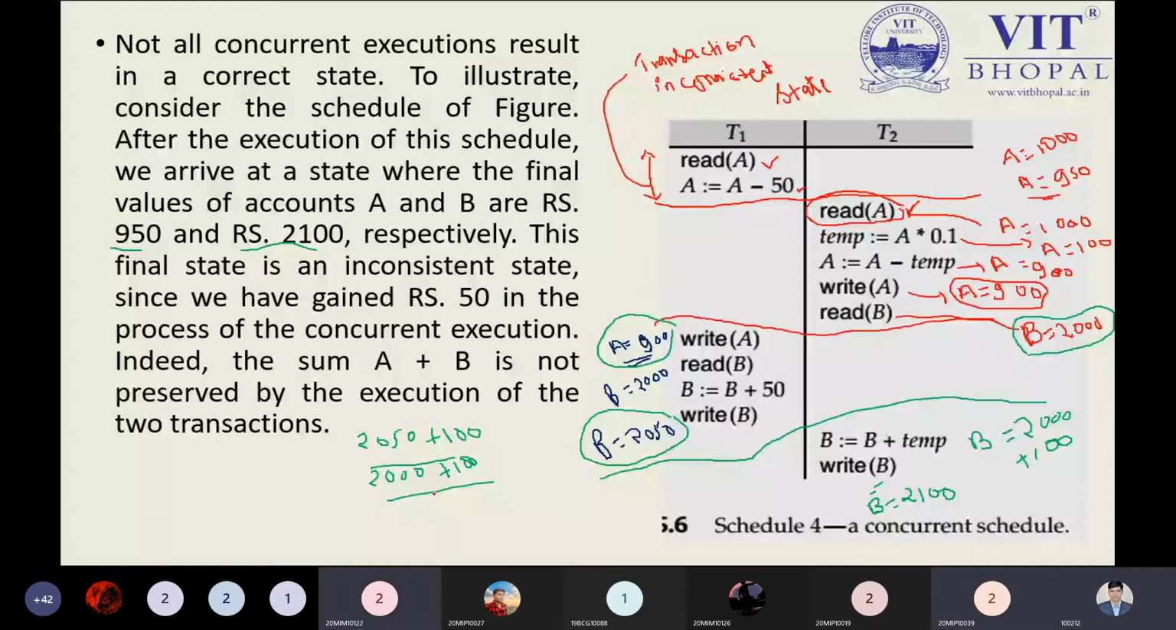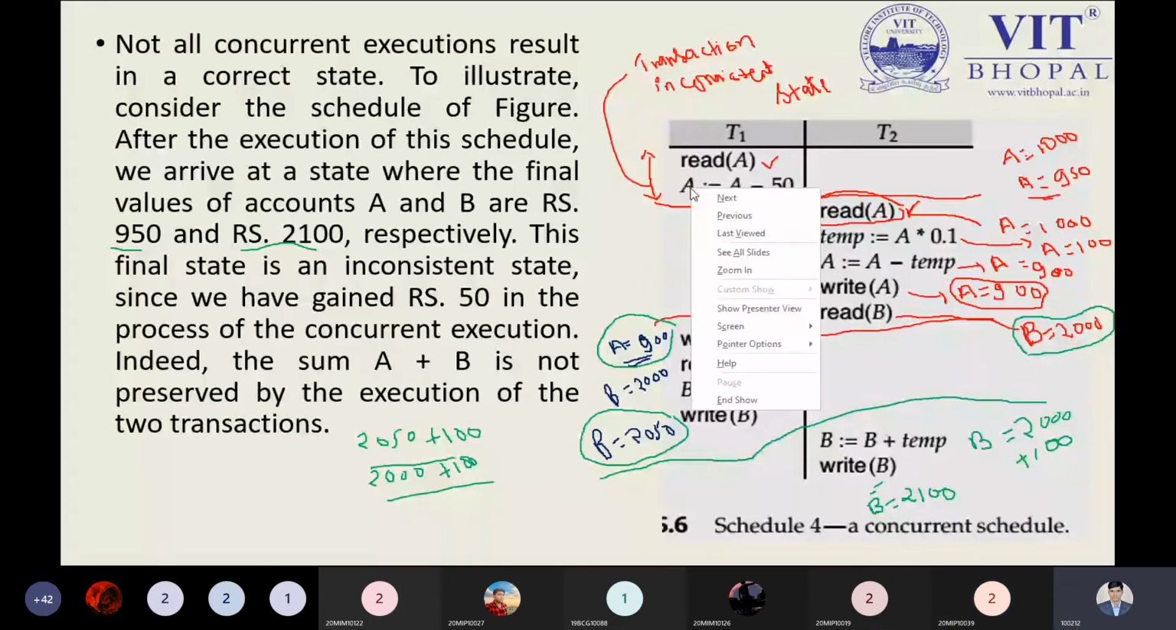Sir, yes sir, I have a question. Yes, tell me. What if we just omit the operation write A from T2? Can you tell me? Write A, we just omit the operation. You're talking about this point. I'm highlighting it with the yellow color. This is the point you're asking me about.